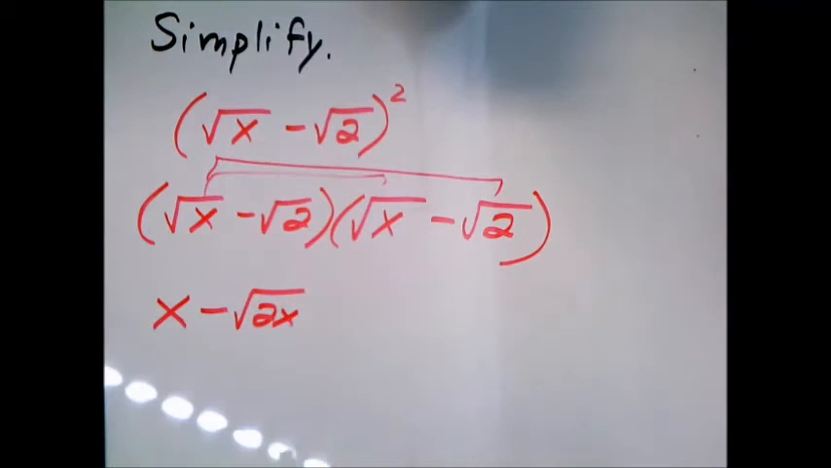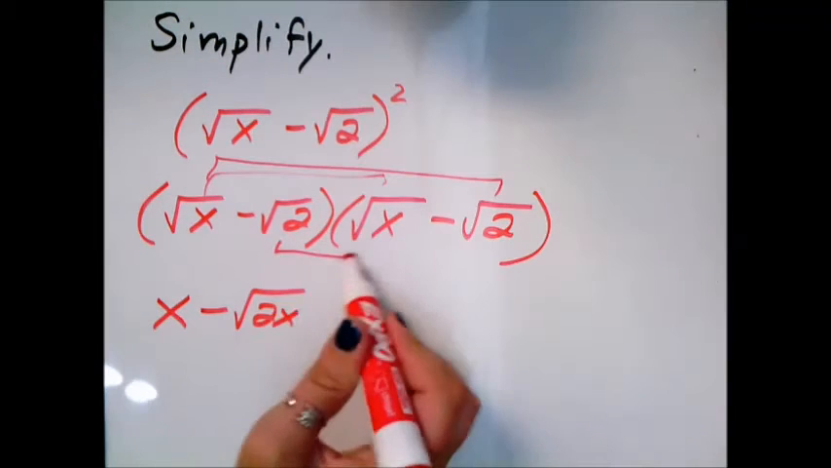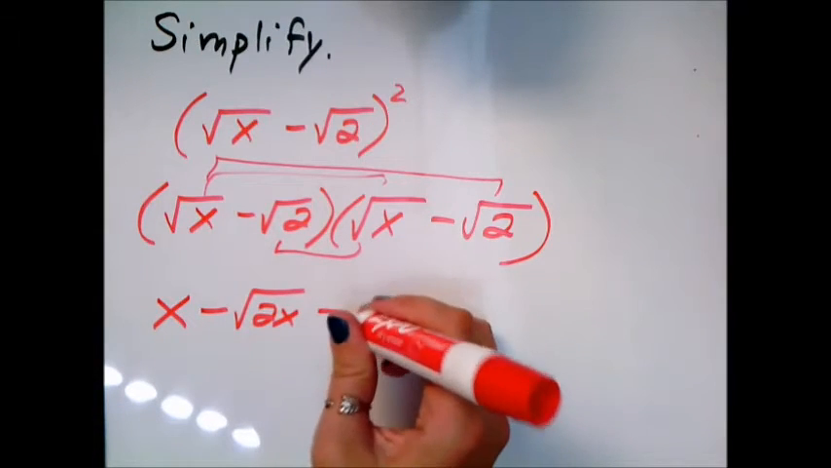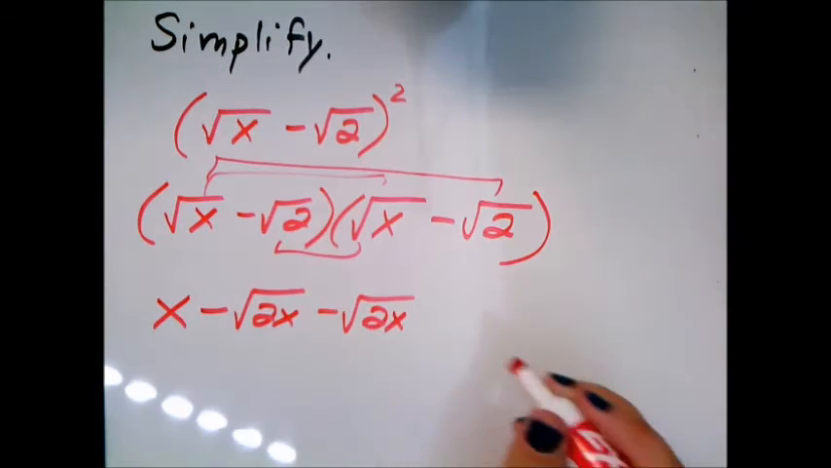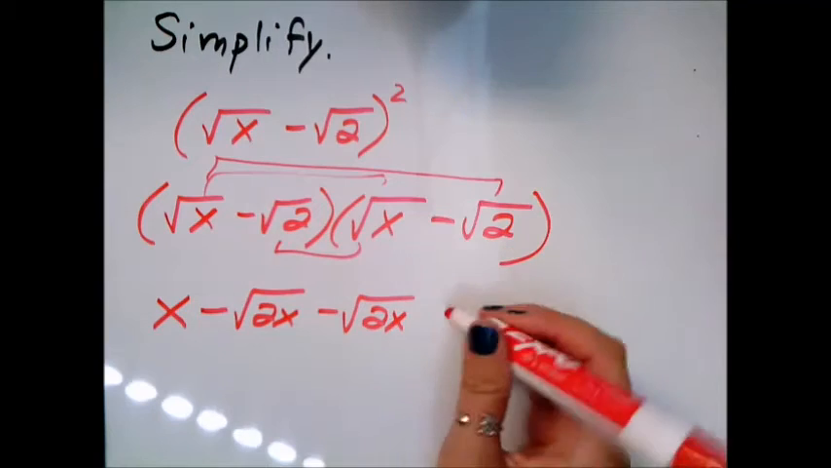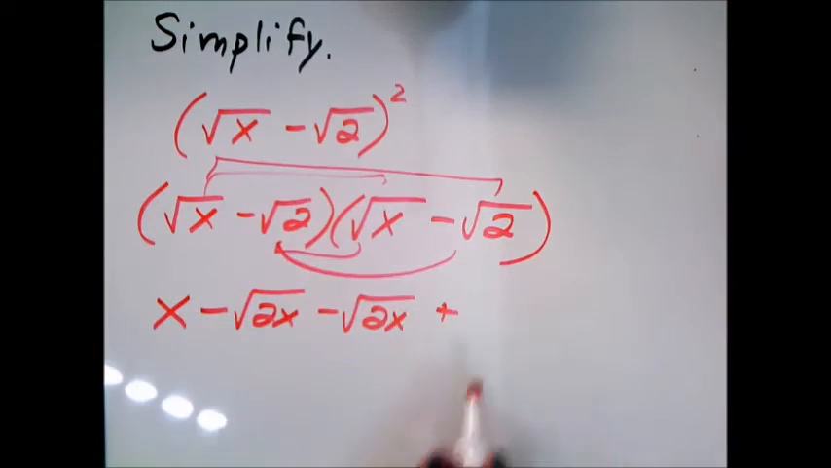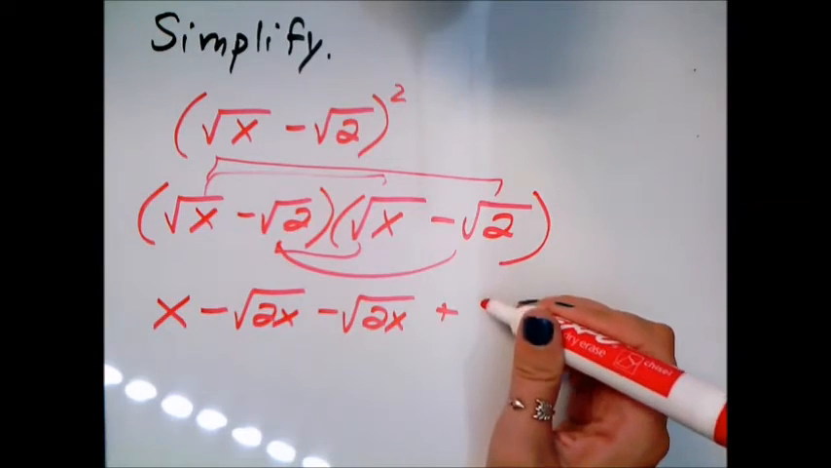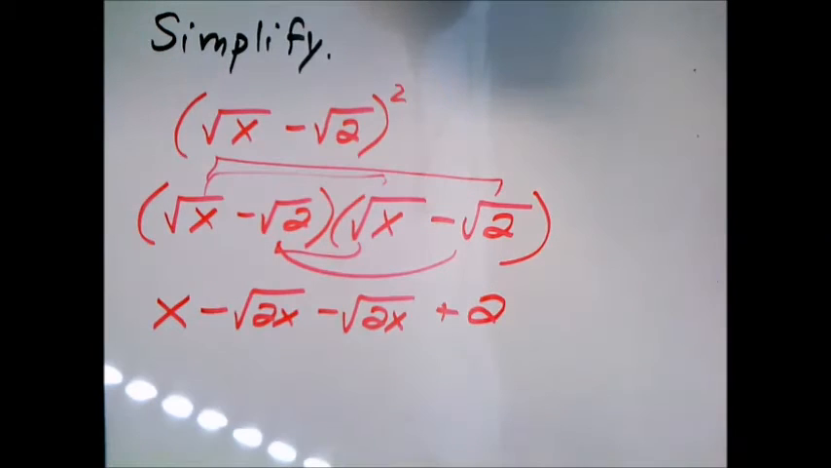They're both under a root, so I can combine them. Same thing on this one. Negative square root of 2x. And then last, negative times a negative makes it positive. And square root of 2 times square root of 2 is square root of 4. And square root of 4 is 2. So 2 squared is the same thing, cancel.